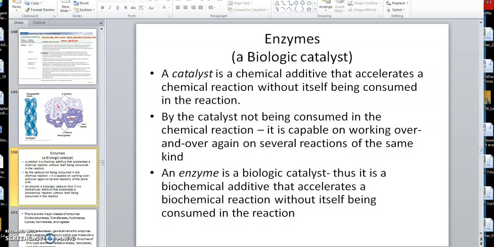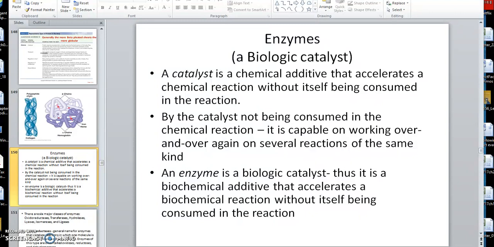Okay, now we are talking about enzymes. Remember, an enzyme is one of the functions of proteins, and a major function. An enzyme is what we call a biologic catalyst. Now, a catalyst in all of chemistry is something that can speed up a reaction without being consumed in the reaction. It, in a fanciful way, can speed up a chemical reaction without being consumed.